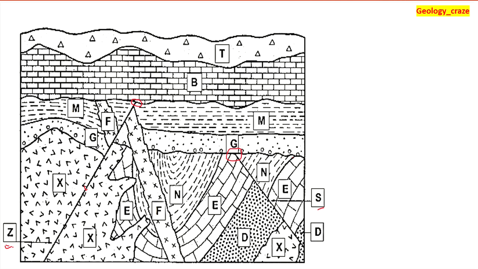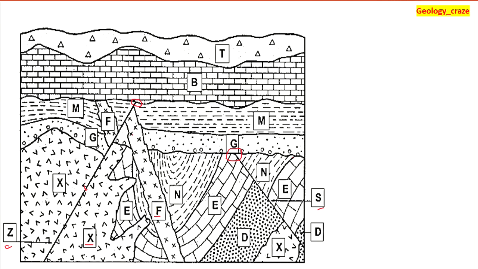Now we are going with the intrusions. We have this intrusion K and this intrusion F. Which one is older, compared with the faults we have identified? If we look at this fault Z, it cuts the granite also, and displaced the granite here. So it means this granite X is older than the Z fault.